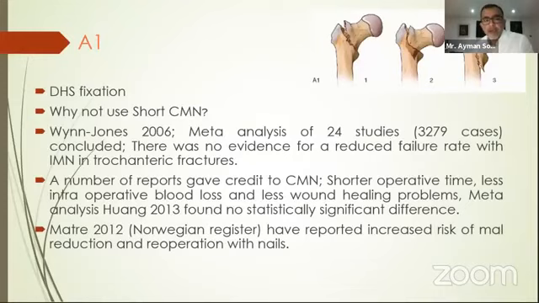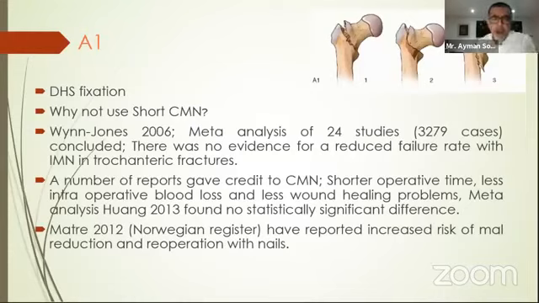So the argument is, like a meta-analysis by Wynne-Jones in 2006, there was no evidence for reduced failure with a short intramedullary nail in trochanteric fractures. A number of reports have given credit to short nails by showing that they have a shorter operative time and less blood loss, but actually the difference is not clinically significant. There's some actual evidence from the Norwegian register that there has been an increase in the rate of reoperation with nails.